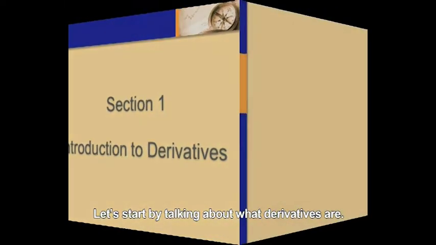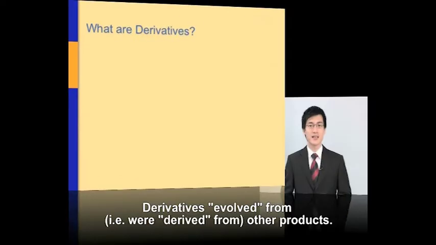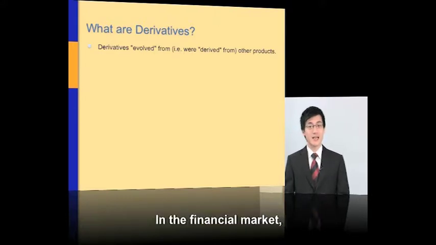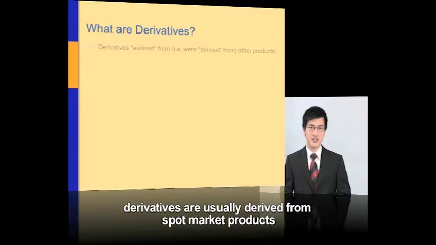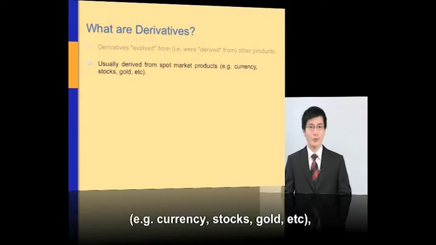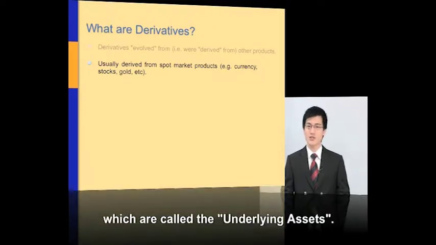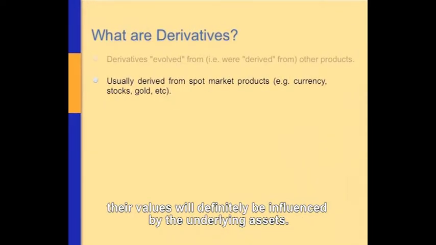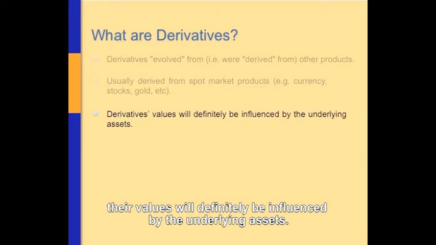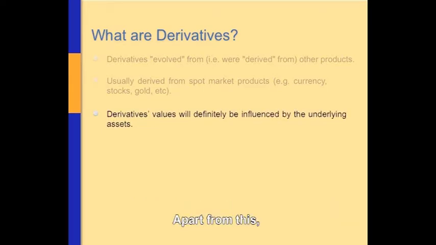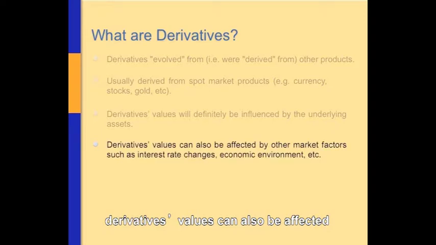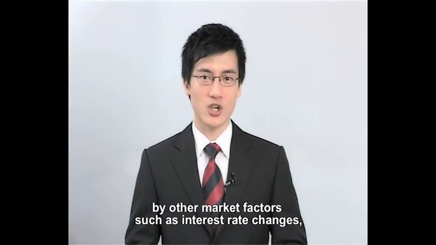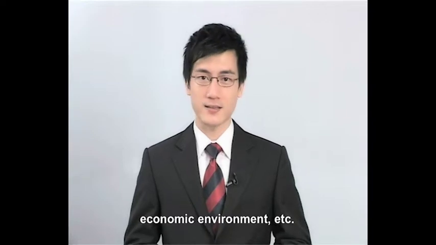Let's start by talking about what derivatives are. Derivatives evolved from, that is, were derived from, other products. In the financial market, derivatives are usually derived from spot market products. For example, currency, stocks, gold, etc., which are called the underlying assets. As derivatives are based on their underlying assets, their values will definitely be influenced by the underlying assets. Apart from this, derivatives' value can also be affected by other market factors, such as interest rate changes, economic environment, etc.